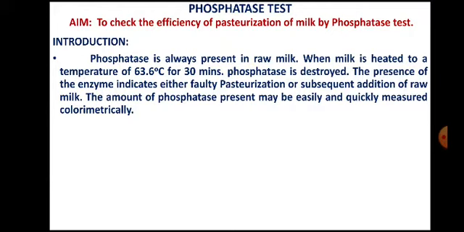So the amount of phosphatase present may be easily and quickly measured by colorimetric estimation. So this is what we are going to determine. This is the basic introduction and the purpose of this phosphatase test. So here the phosphatase enzyme is used as an indicator. So if it is destroyed, pasteurization is good. If it is not, then it indicates faulty pasteurization.